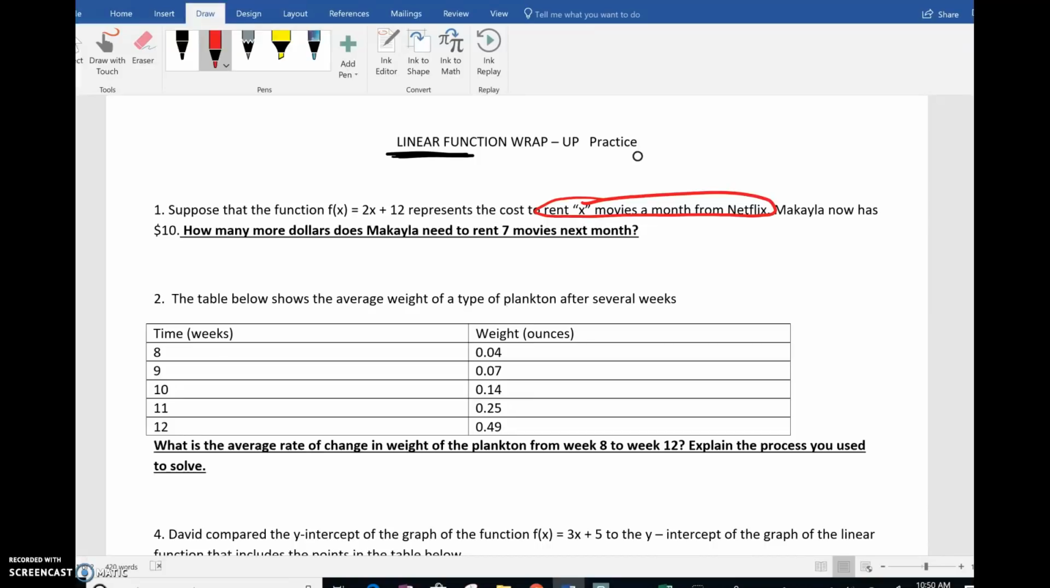Well, if x stands for movies, we're just going to plug in a 7 into that spot. 14 plus 12 gives me 26. She only has $10, so she needs $16 more in order to pay. So that's just one where, hey, you need to know what x stands for. In this case, that stood for the cost. So you have to kind of navigate the situation.